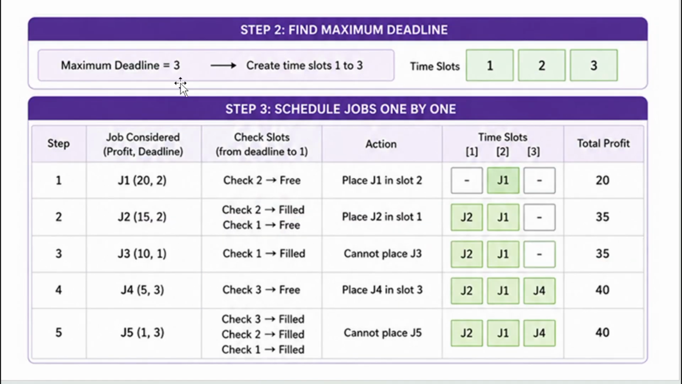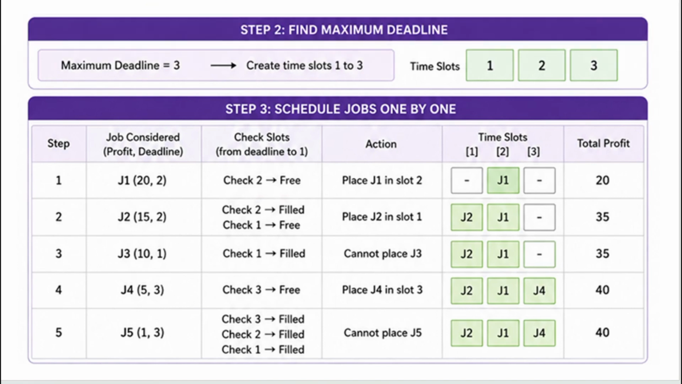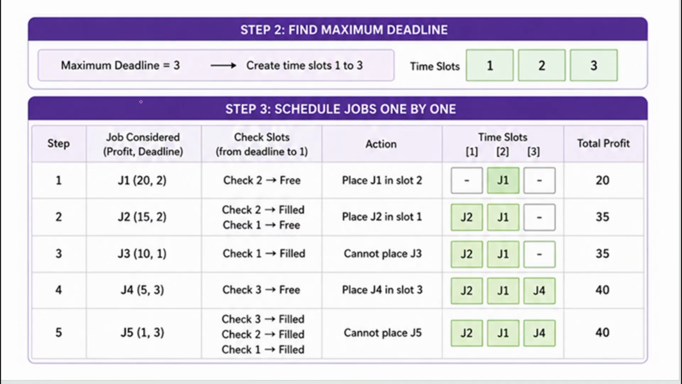Then the next step: what is the maximum deadline here? Just check the problem. Two jobs have deadline 2, another two jobs have deadline 3, and one job has deadline 1. So the maximum is 3, right? This is the maximum deadline of this problem. So create time slots 1 to 3. The time slots are 1, 2, 3. Based on the maximum deadline, we fix the time slots like this.